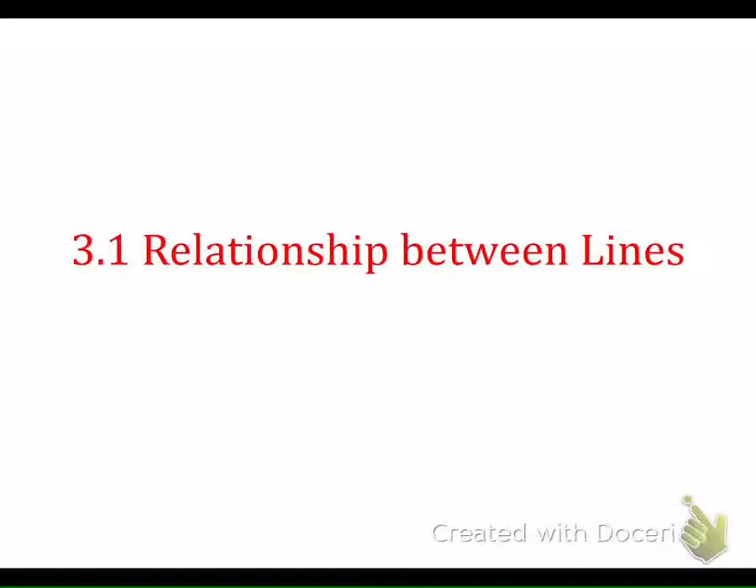So we are starting chapter 3 today. This is 3.1, relationships between lines. A lot of the stuff we're talking about today, we've already talked about. It's just sort of putting it all together in one organized space of notes. We'll do some examples you can see on the board. We're going to get about halfway through the lessons for this chapter.